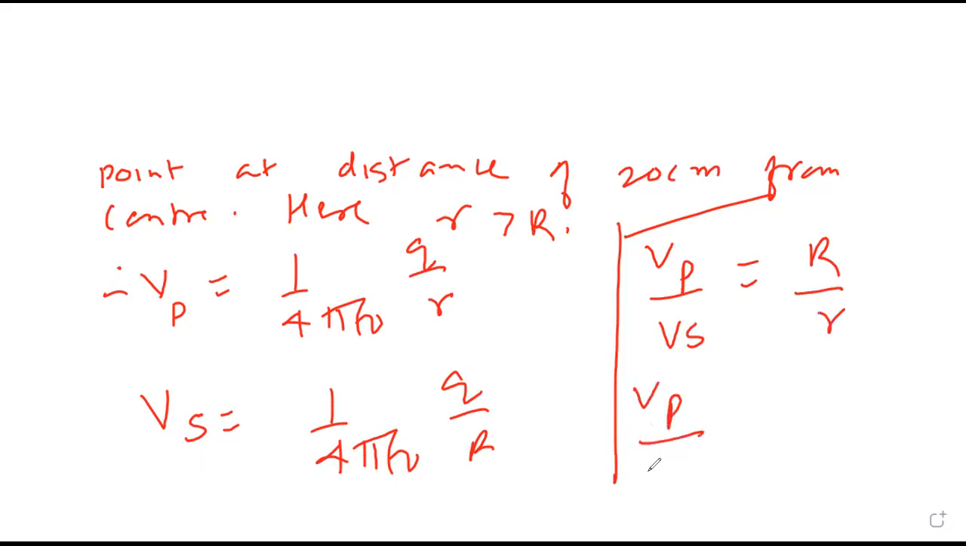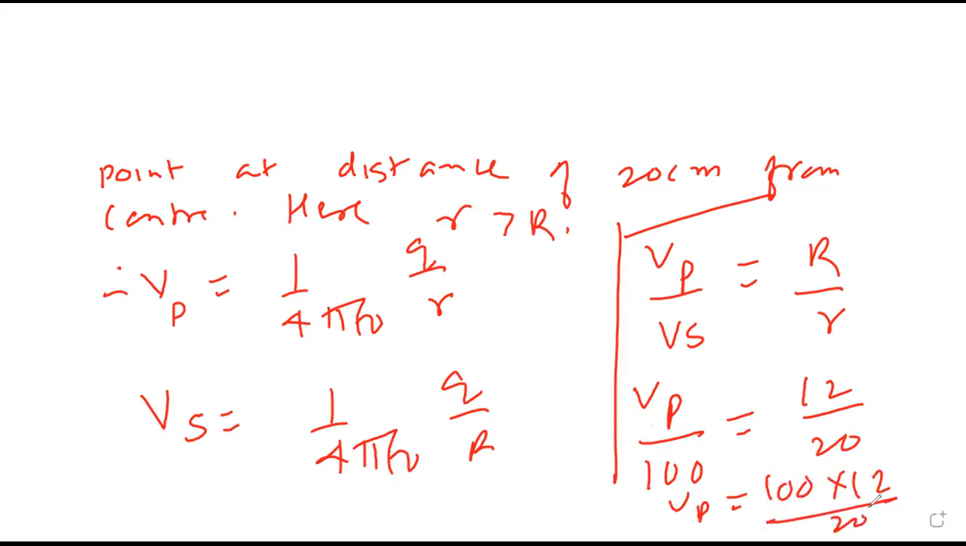Surface we got how much? 100, correct? What is the radius given? 12, and this is 20. So V at that point is 100 into 12 upon 20. 20 into 5 equals 60 volt.